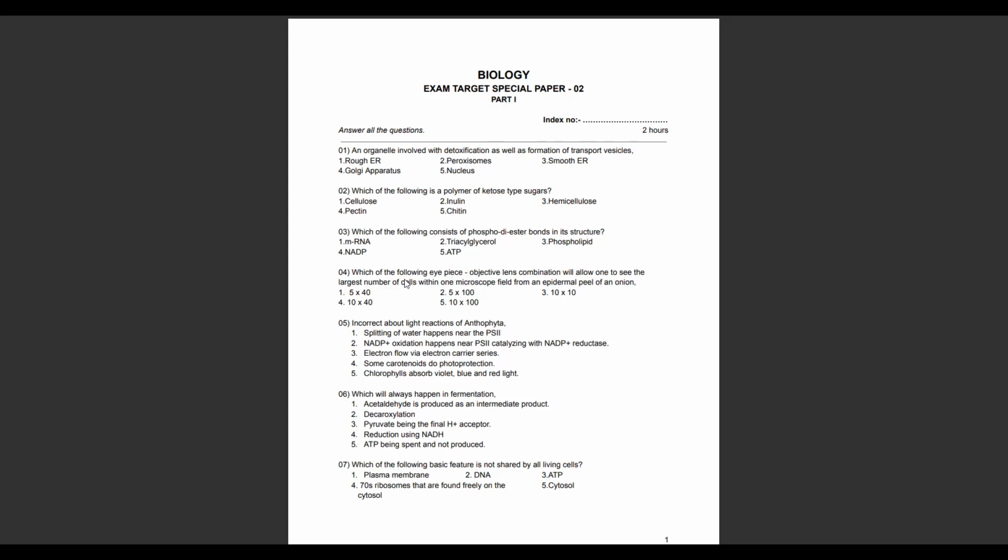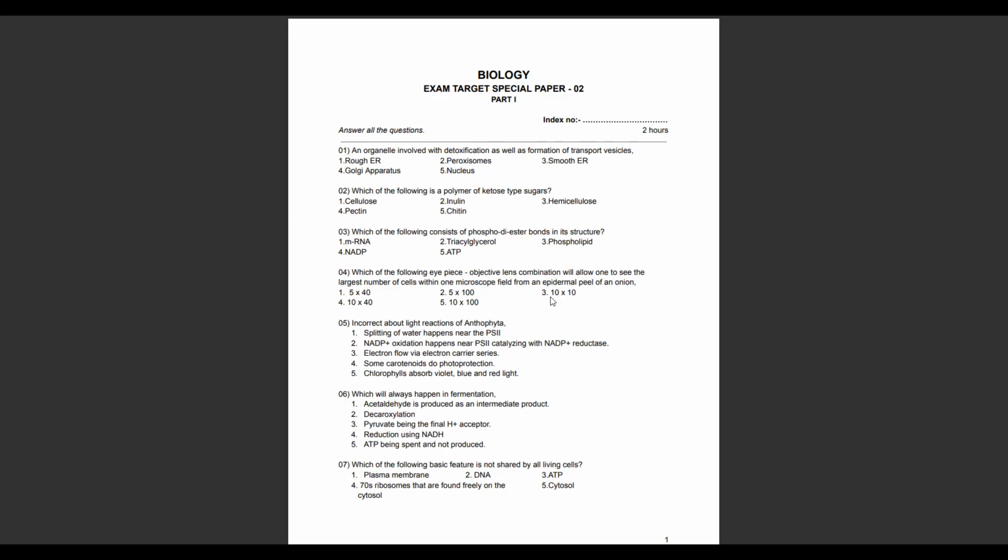Magnification is the product of the magnification power of the eye lens and the magnification power of the objective lens. The lower the magnification power, the larger the field of view. Now, if we take these combinations, 5 into 40 is 200. The next one, 500. The third one, 100. Then 400 and 1000. So where is the magnification minimum? In the third answer. It is the smallest in this third answer, so it will give the largest field of view. So the answer should be the third answer.